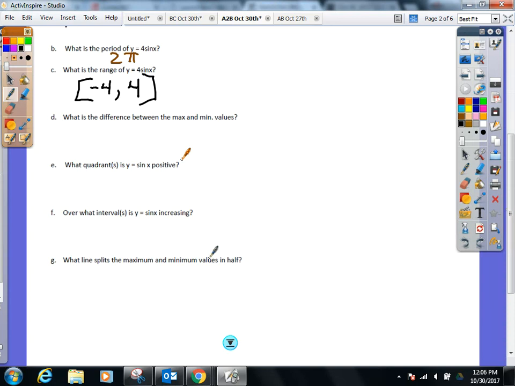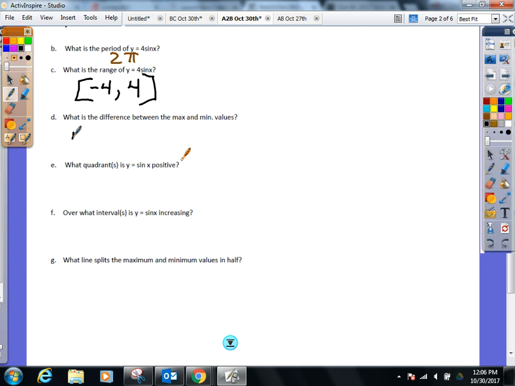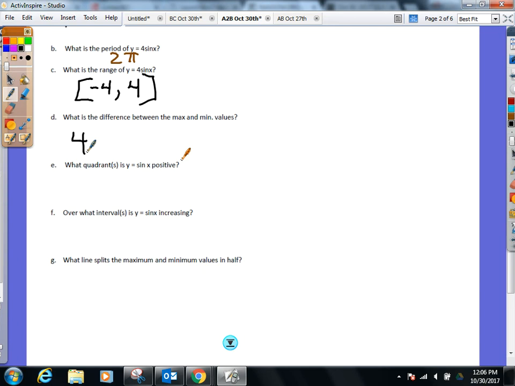Okay, here we go. What's the maximum value on this graph? 4. Difference tells me to do what? Subtract. Minimum value. So minus -4. So that'll turn into +4. So what's the difference between them? 8. And how else could we have done that? We could have just counted on our graph. From -4 to 4, that would have been a distance of 8.